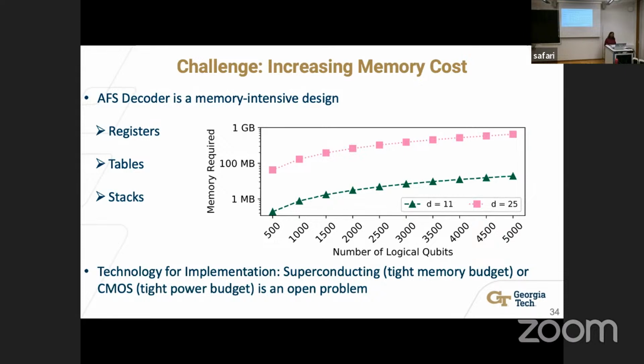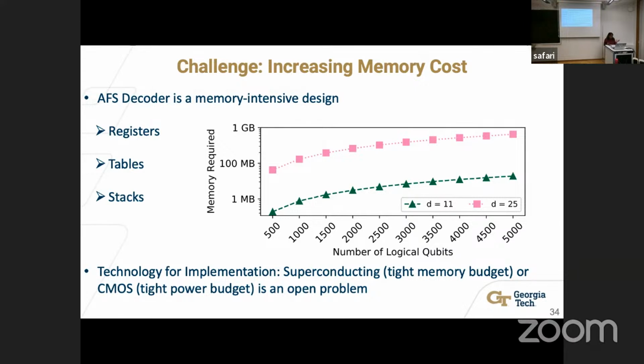People are exploring superconducting designs so that they can do fast decoding, they can do fast control, or they're also trying to understand CMOS designs. And each technology has its own problem. Superconducting devices, they are on a very, very tight memory budget. You don't have enough memory. I think the largest memory demonstrated so far is in the order of few kilobytes, right? So you can't build this design.